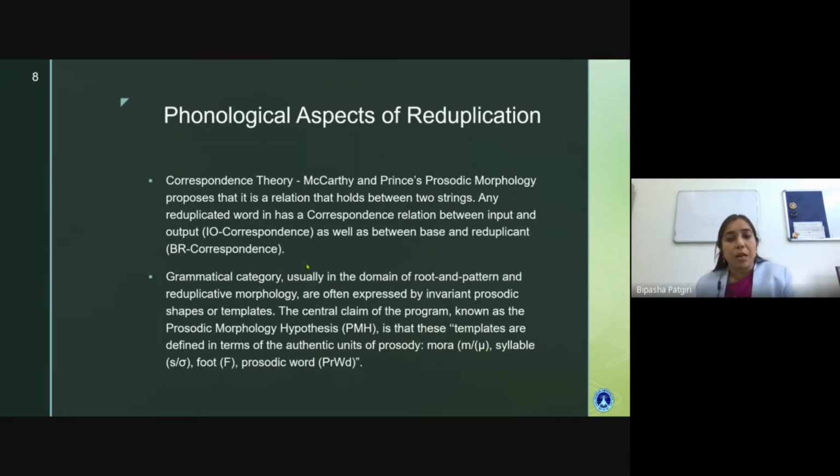The central aim of this program, known as the Prosodic Morphology Hypothesis, short form PMH, is that these templates are defined in terms of an authentic unit of prosody. So any unit like mora or syllable or foot or an entire prosodic word can be the template for a reduplication pattern. So in this paper, and when the paper is developed into her dissertation, we are going to talk about a more detailed account of what portion is being templatically reduplicated, whether in mora or syllable or foot or prosodic word, etc.